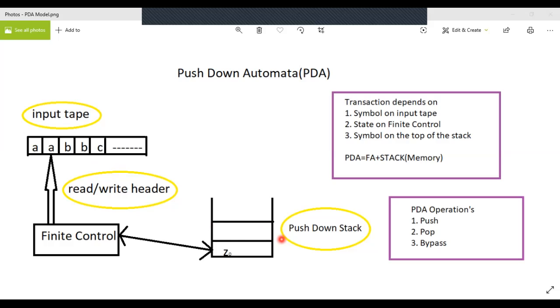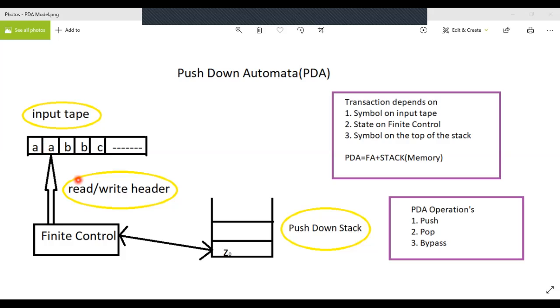The first operation is the push operation. Push simply means we can push certain symbols onto the stack. Pop operation means we can pop certain symbols from the top of the stack. And bypass simply means we can overlook the current symbol from the input tape and move in the forward direction just by ignoring the current input tape symbol.